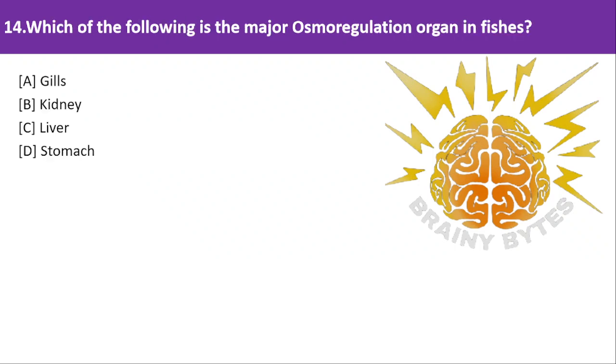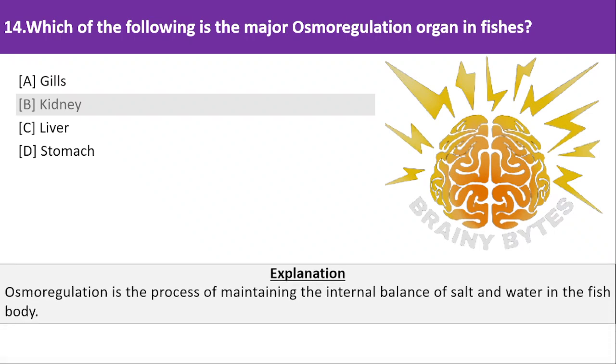Question number 14. Which of the following is the major osmoregulation organ in fishes? Options are: A. Gills, B. Kidney, C. Liver, D. Stomach. Correct option is kidney, option B. Osmoregulation is the process of maintaining the internal balance of salt and water in the fish body.